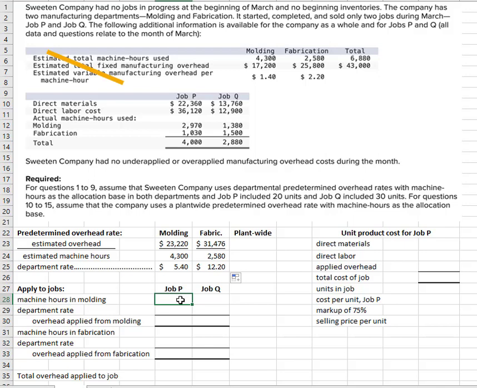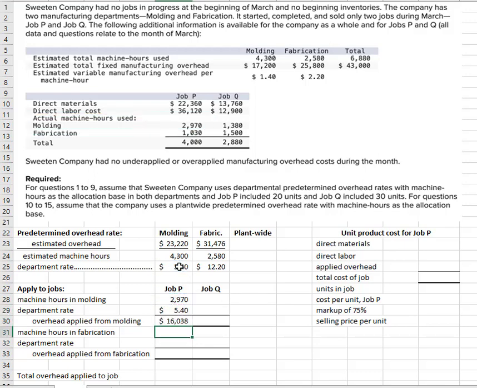Once we have the rate, we're done with that, and we're sitting and waiting for an actual machine hour to happen. As soon as the actual activity happens, you start assigning it at $5.40 per hour in molding and $12.20 per hour in fabrication, all year long. You see an hour in there, it gets that rate. See an hour over here, it gets the other rate. So for job P, how many actual hours happened in molding? 2,970. That's going to get the molding rate.